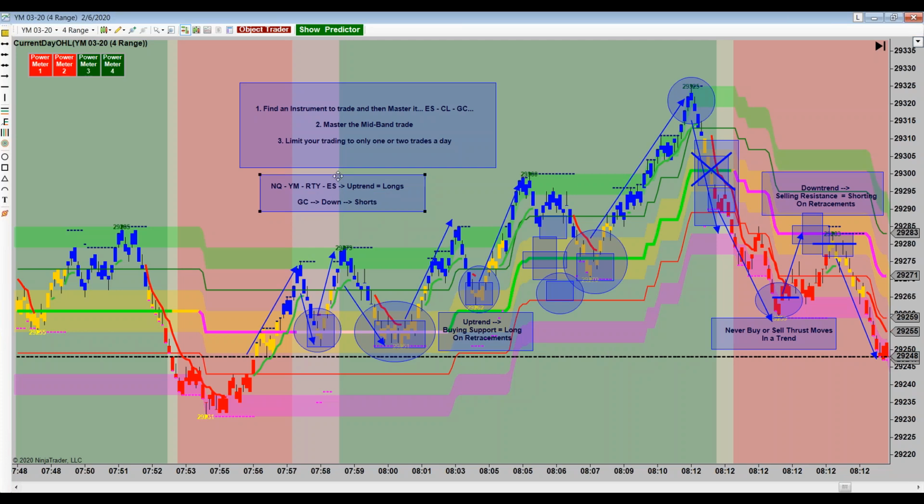You look for entry points and you be logical about how you approach it, right? You don't just say, oh, I'm just going to short gold. Next thing you know, it's in your face, 50 ticks. So be careful as you're watching this, okay?